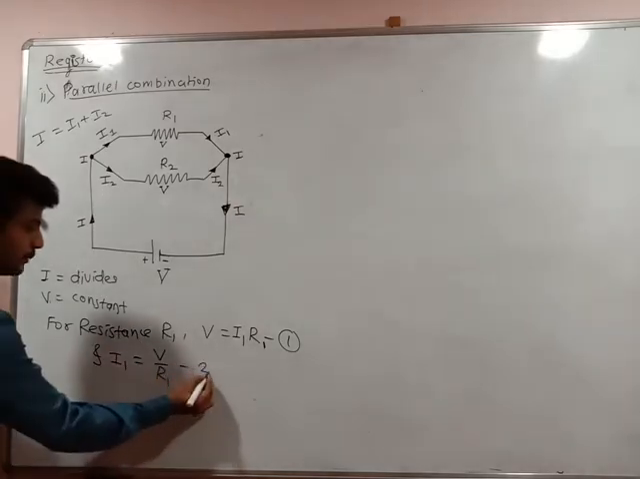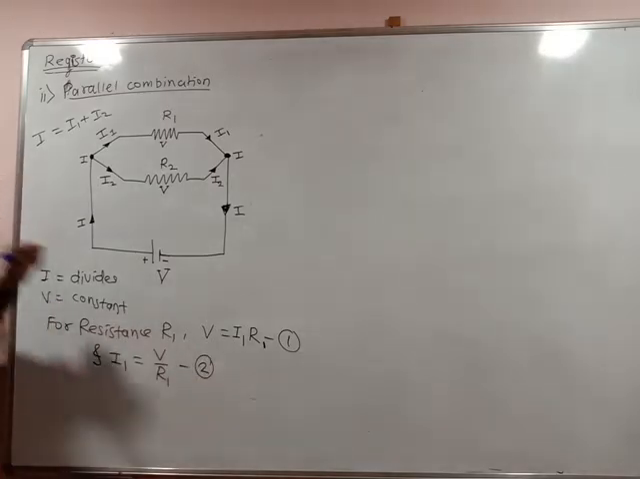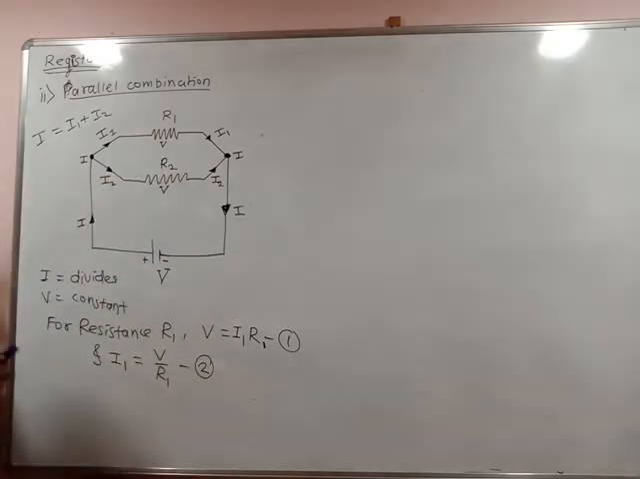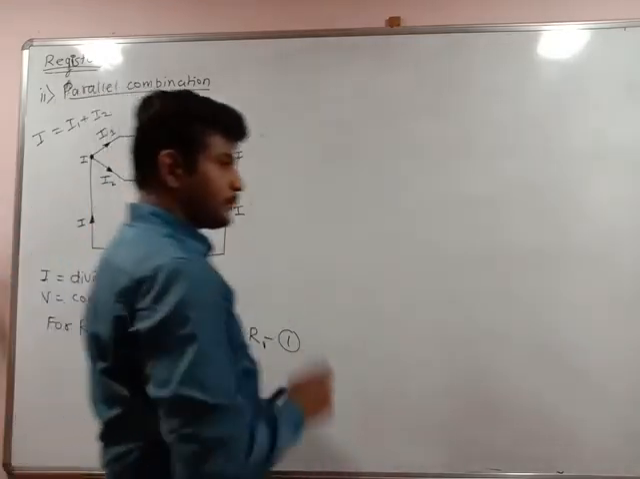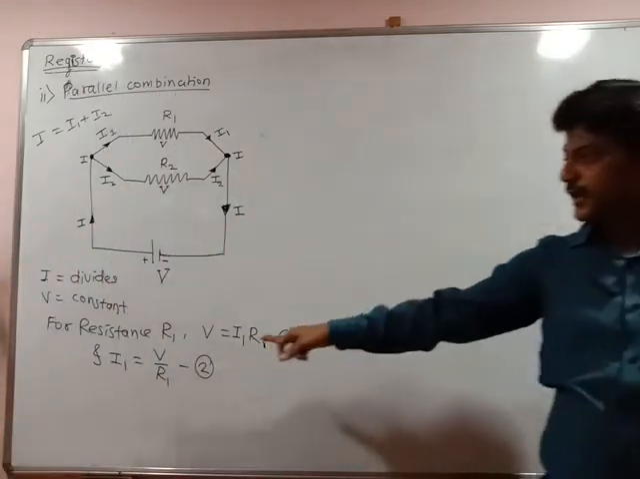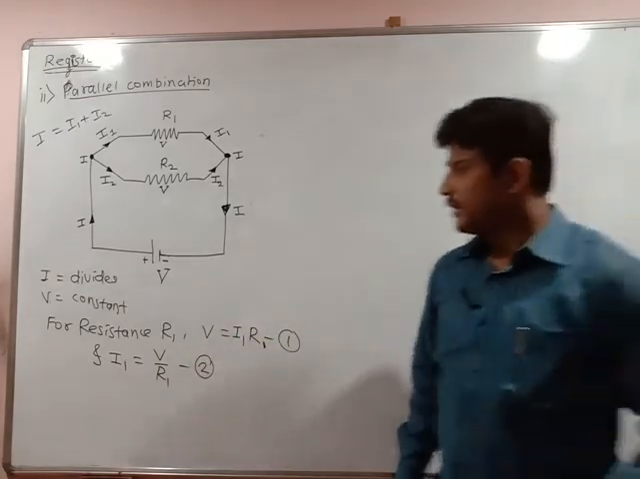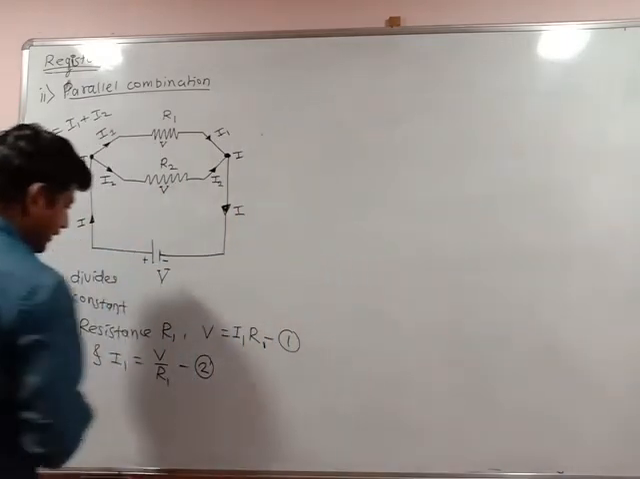Equation 2. So what happened, see: voltage across R1 and current across R1. What is the voltage across R1? It is I1 R1. What is the current across R1? V upon R1. Okay, so this is the condition for resistor R1.